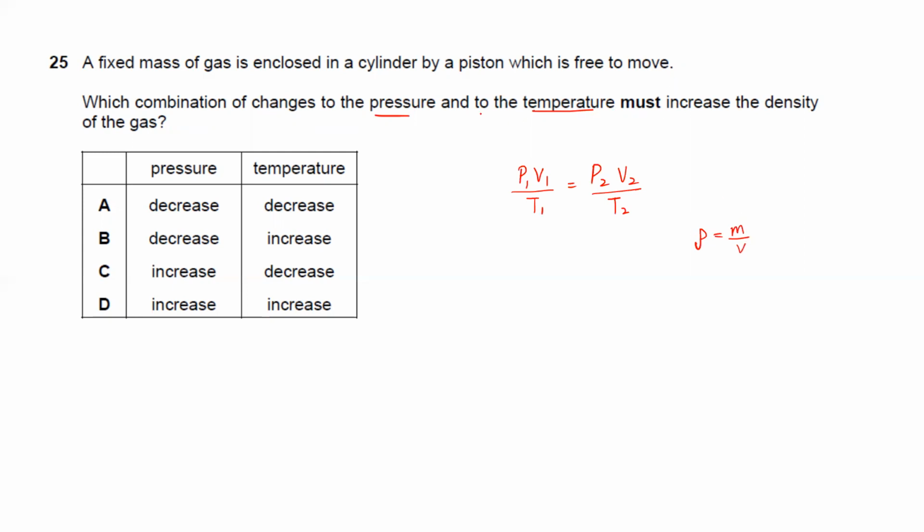And the combination of pressure and temperature must increase the density. So if we have to increase this density, we have to decrease the volume. Okay, so we have to increase the density, decrease the volume. It is a fixed mass of gas. So P1 V1 over T1 equals constant. So this is a constant value.